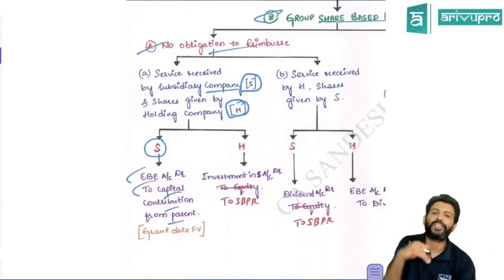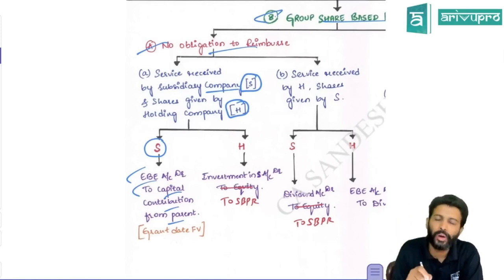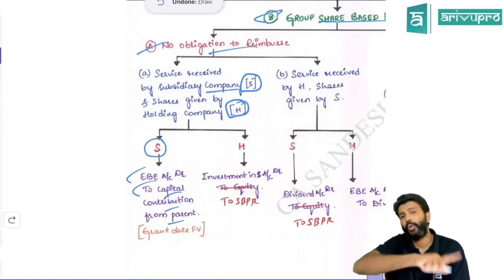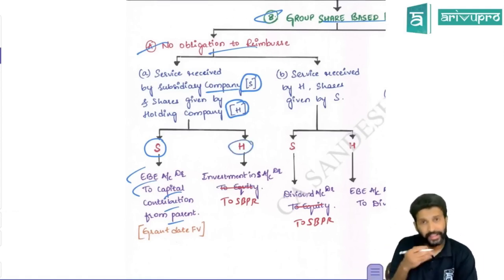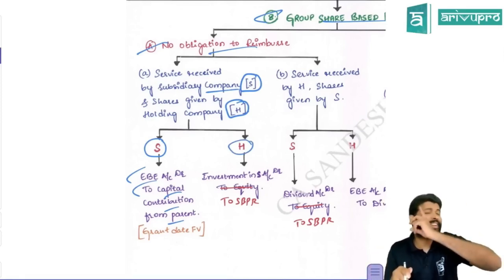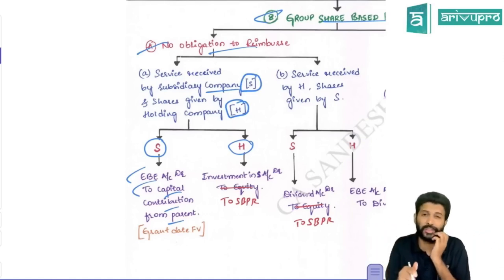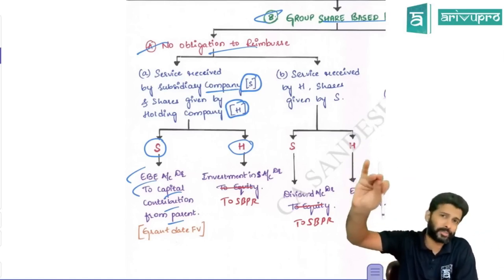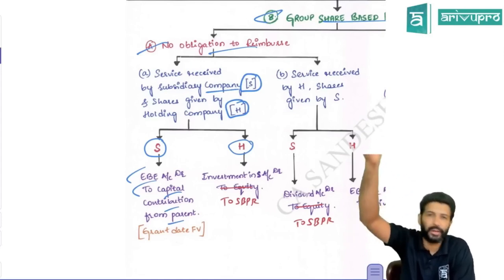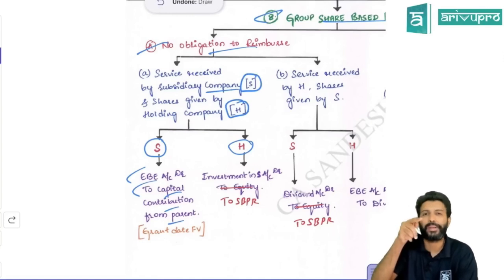You have received some equity contribution from the parent. As long as you have the holding subsidiary relationship, this account will continue; it will not get cancelled. What about the other entity, H? What will they do? Did they receive service? No. That means they can't debit employment benefit expenditure. Whichever entity is receiving service will debit employment benefit expenditure. H did not receive service, so they cannot debit it. But H is planning to give shares. They have not yet issued shares; they will probably issue them in future. That means H will credit SBPR, share-based payment reserve. What will they debit?